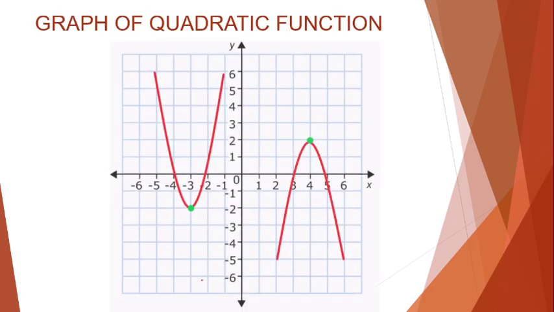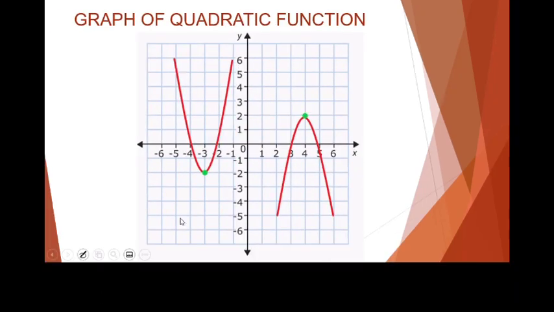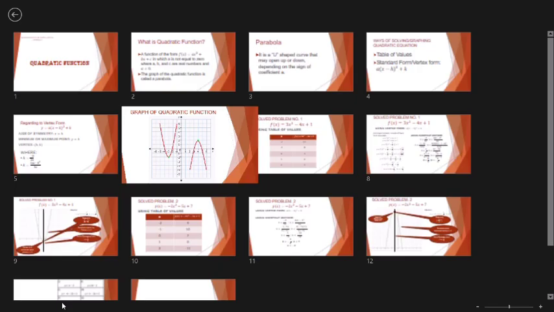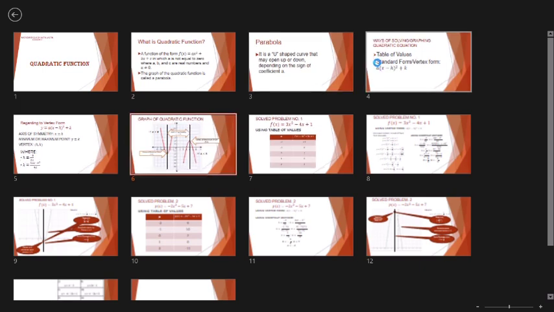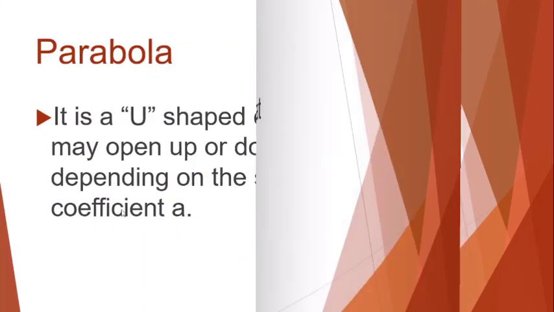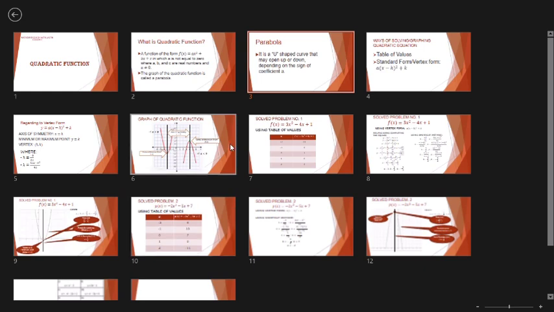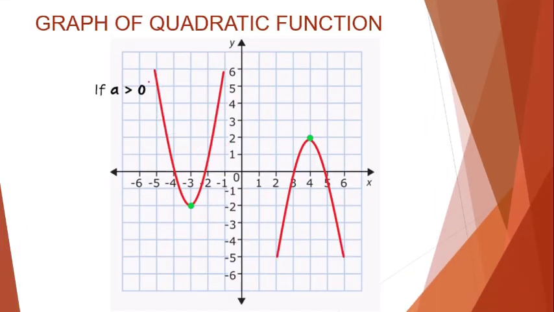So, sabi nga dito, sa meaning ng parabola, it is a U-shape. Depende daw sa sign ng leading coefficient. So, ito, if a is greater than 0 or if a is positive. Then, ito naman, a is less than 0. Ganito ang graph if the value of a is negative.